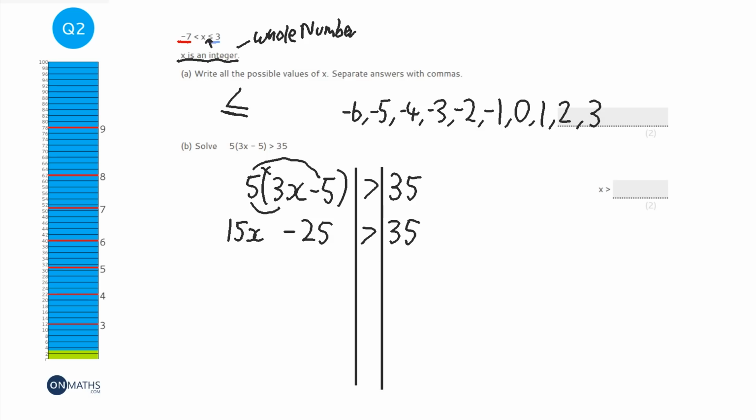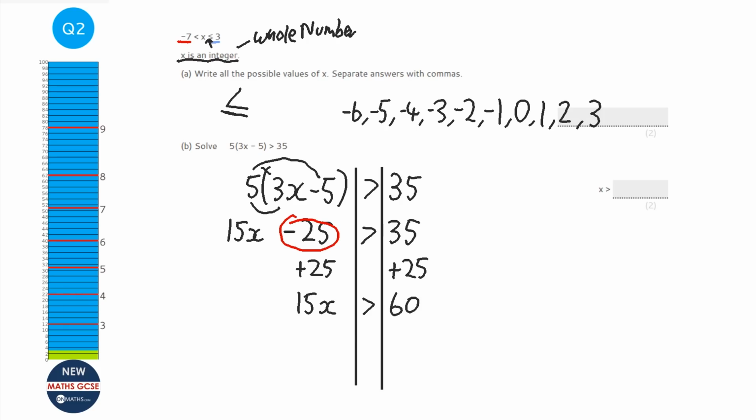Next step is to get rid of this minus 25. And you must start with that. You can't get rid of the 15 first. So we're going to add 25 to both sides to get rid of that minus 25. So we're left with 15x on this side. And 35 plus 25 will be, well, 5 plus 35 is 40. 40 plus 20 is 60.